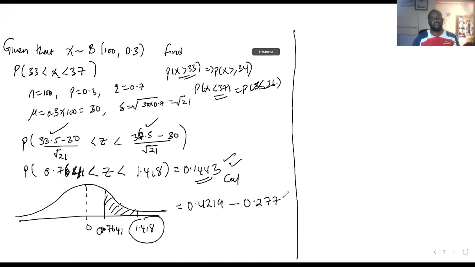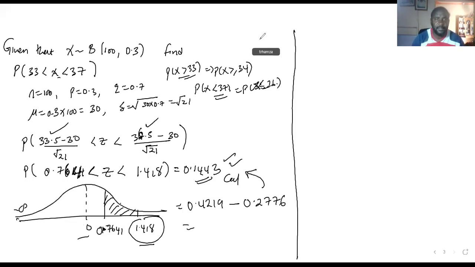$0.2776. 77? 6. Subtract, what answer do you get? Okay, I get now, teacher. If you want to use P, you use P. P will start from negative infinity up to where you are. Then also again, up to where you are, the big one minus the smaller one, okay?